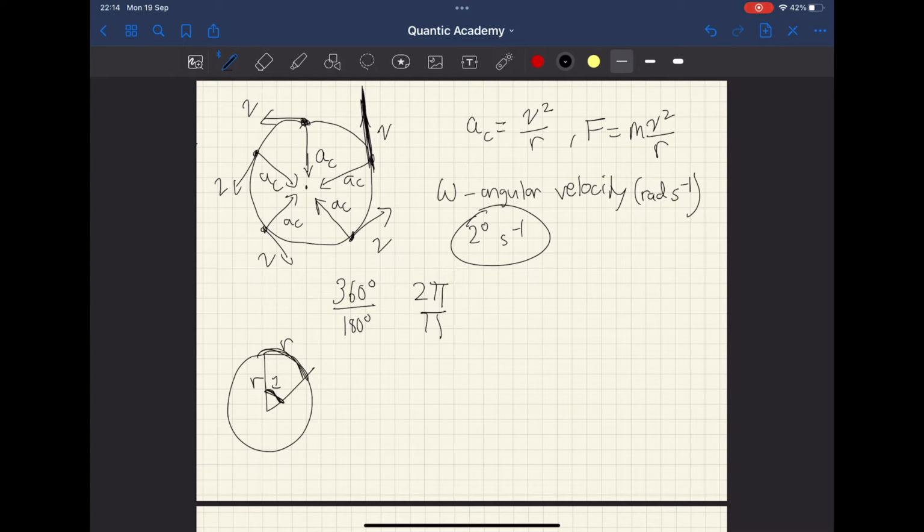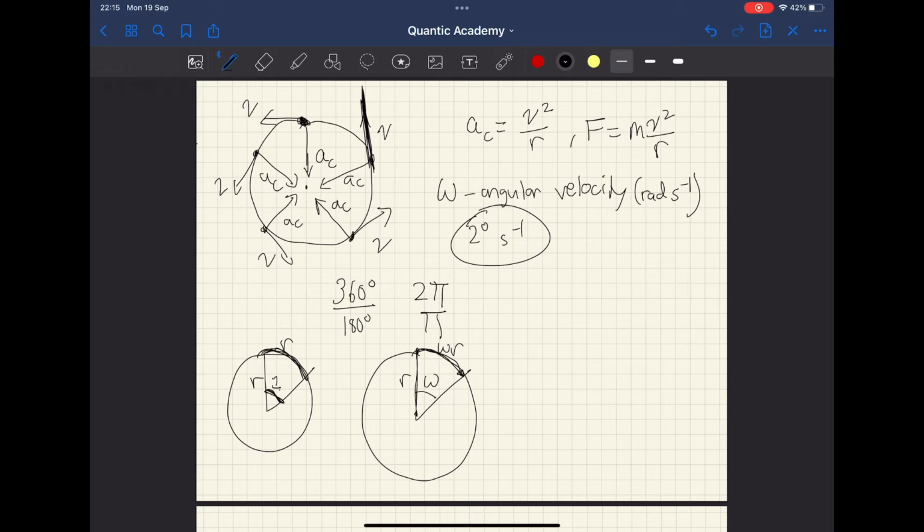Now, we can find a relationship between the angular velocity and the regular velocity. Well, if you're traveling at omega radians per second, in 1 second you travel omega radians. Now, if 1 radian makes an arc length of r, then omega radians will make an arc length of omega r. So in 1 second, the object has traveled a distance of omega r. But it's also traveling at a velocity of v.